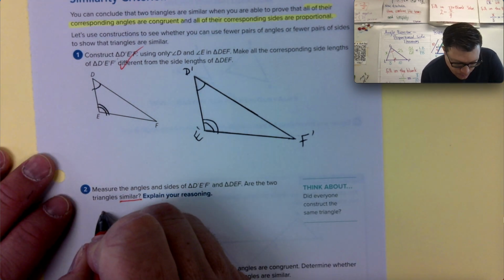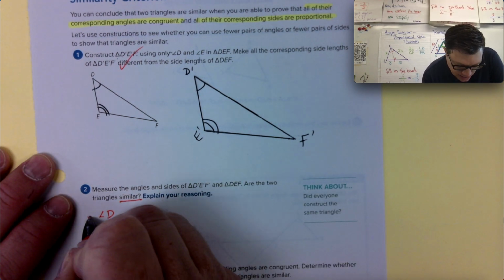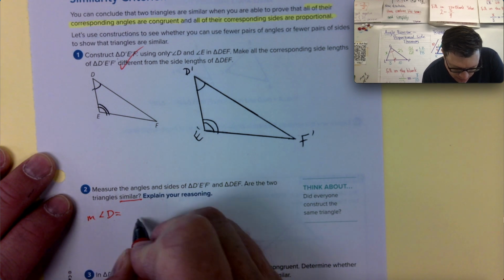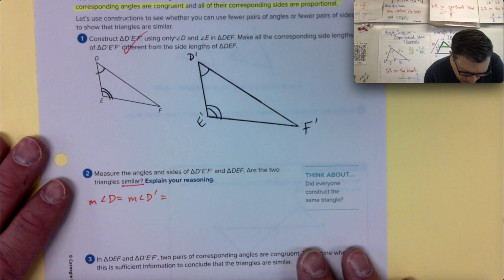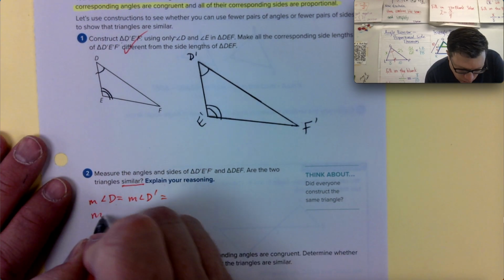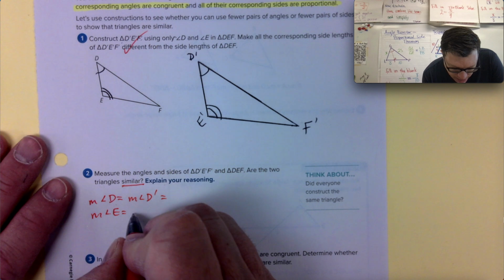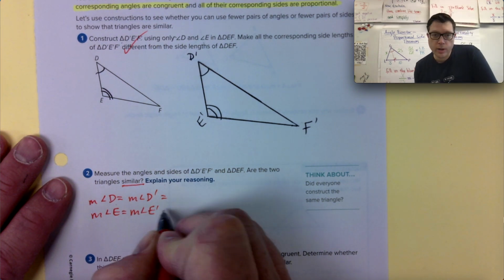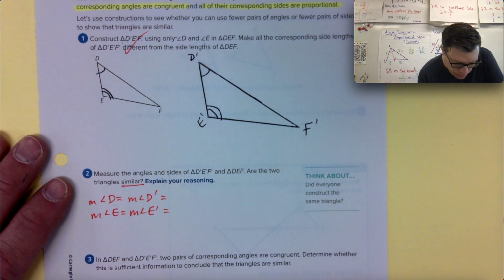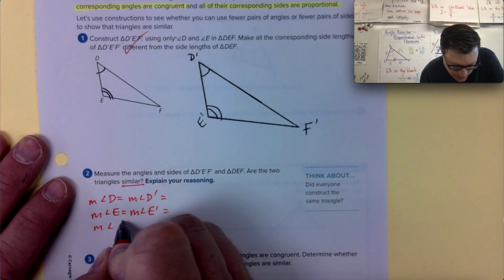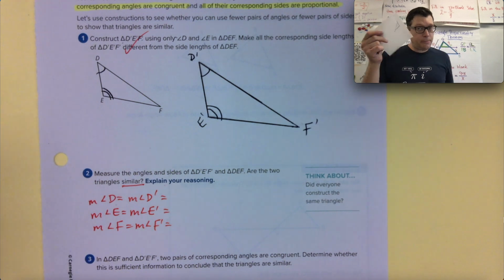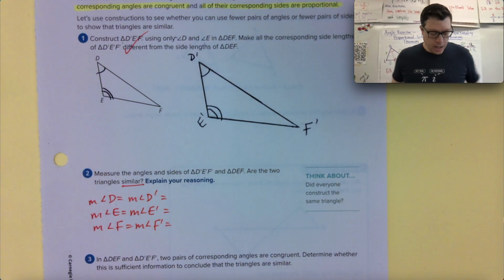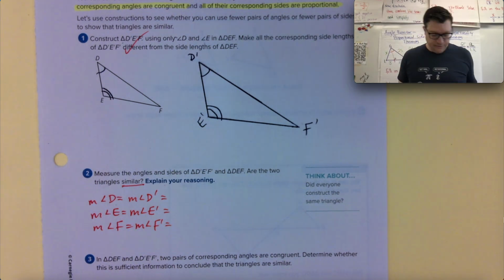Is it true that the measure of angle D equals the measure of angle D prime? Well, if it does, what is that number? Is it true the measure of angle E equals the measure of angle E prime? Well, we're going to measure them both and find out if that's true. And then the measure of angle F, we need to check. Does it equal the measure of angle F prime? I mean, I used the tracing paper to know, but it's kind of nice to have some numbers, and we have the protractor to figure that out.